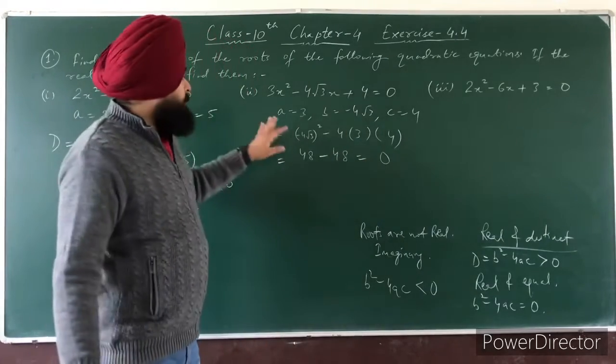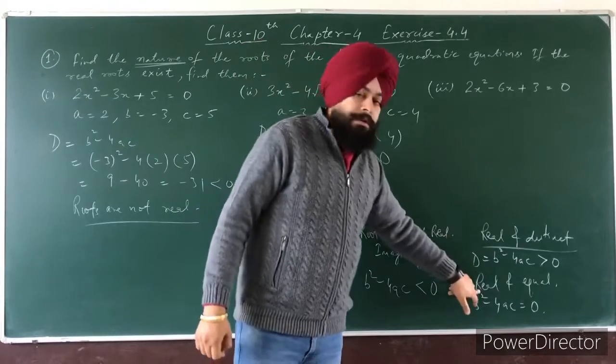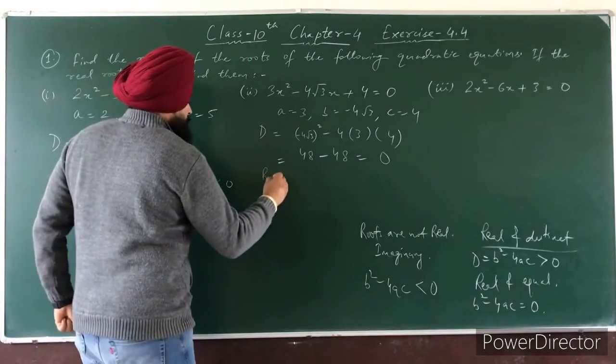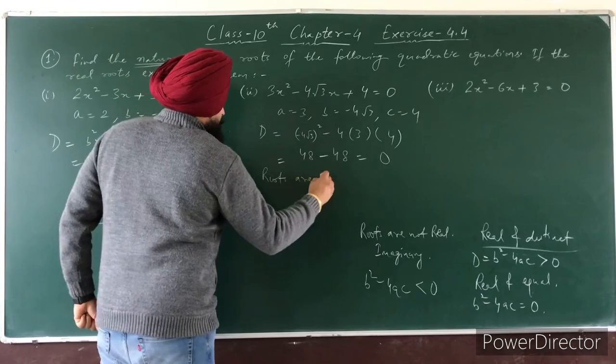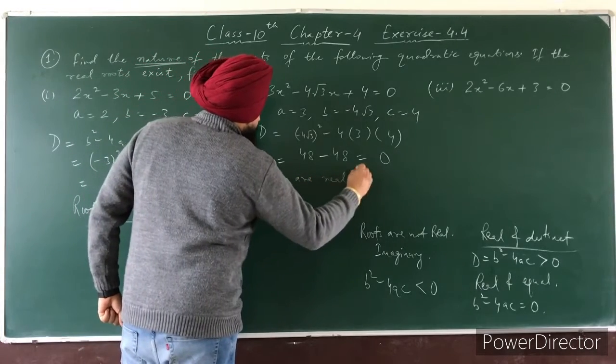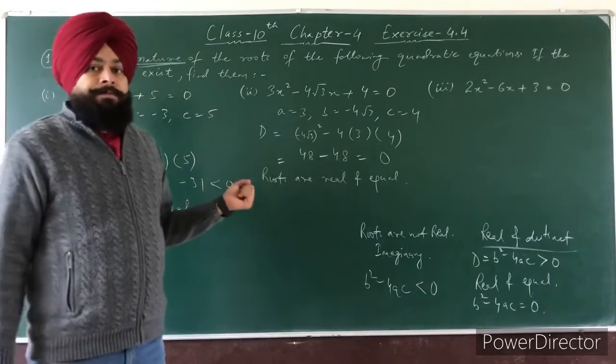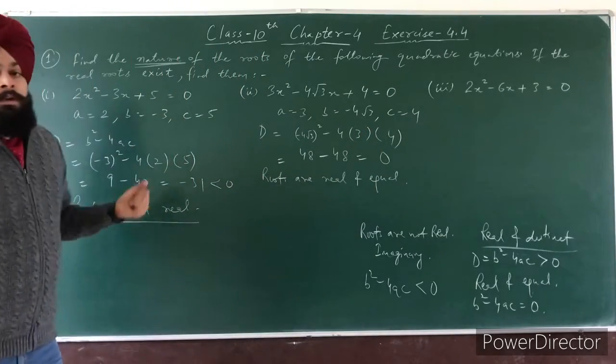So when discriminant is equal to 0, then what? Roots are real and equal. So right here, roots are real and equal. It means real root exists here, so we can find them by quadratic formula.